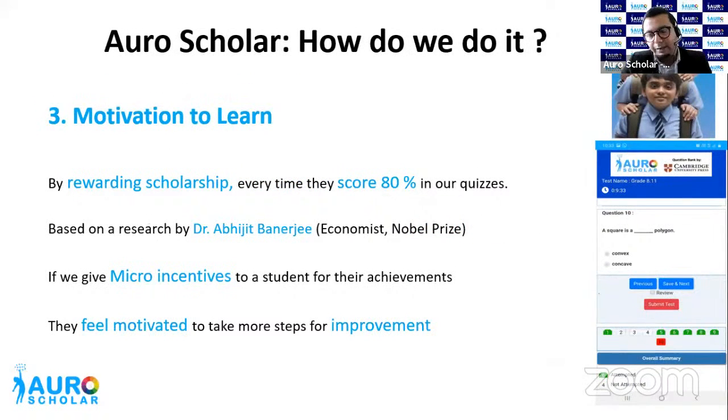The third objective is motivation to learn. Now, this specific objective is backed by research done by Dr. Abhijit Banerjee, who's a well-known economist and has won a Nobel Prize. According to the research, every time a student achieves anything, if we immediately provide them with a micro incentive right there and then, the student tends to psychologically feel motivated and repeat the same steps again and again for their own improvement.